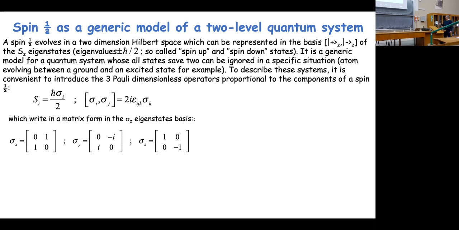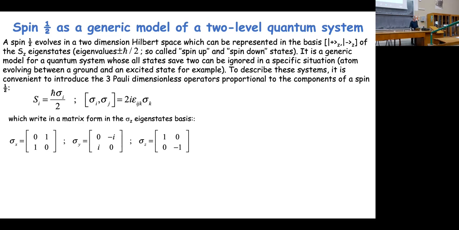And I let you, as an exercise, verify that these 3 operators satisfy the commutation rules of the spin, which should now be that the commutator of sigma i with sigma j is equal to 2i times sigma k. Why 2? Because sigma is equal to twice the angular momentum, with the definition I have written here. And so you have this factor.